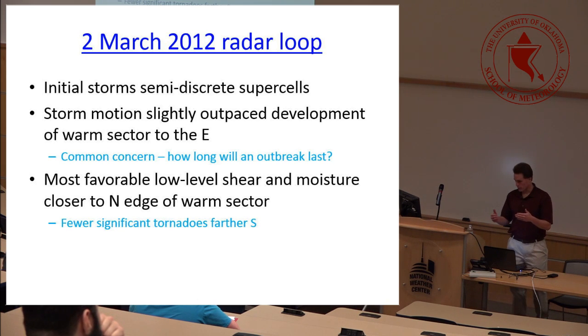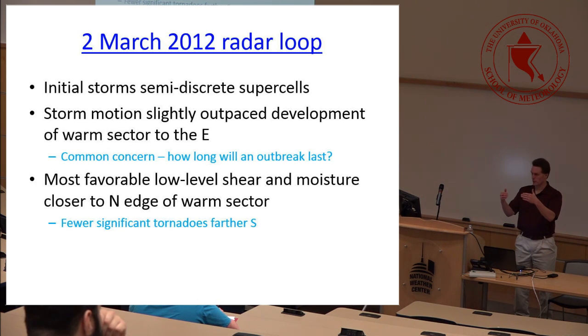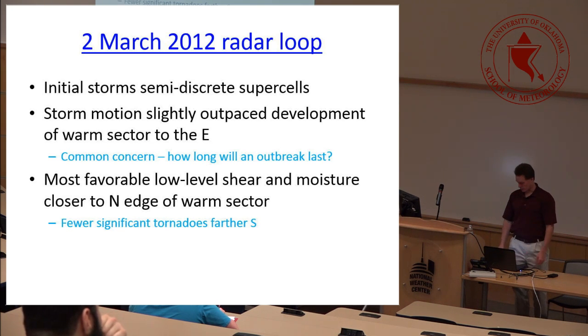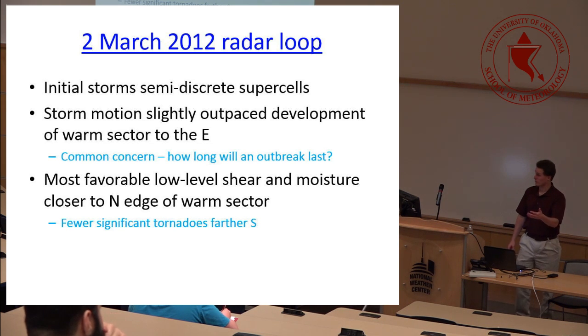And in this case, the moisture and the vertical shear favored the areas north. Like in the April 27th event, it looked good over a huge area, and the only thing stopping it was where the instability dropped off. In this case, we need to get to the north side of the warm sector where it looks a little bit more favorable overall. So again, there are a lot of supercells to the south, but not as many significant tornadoes.